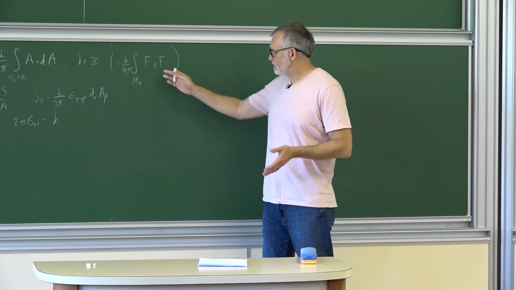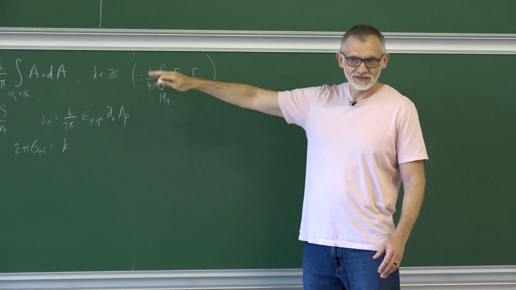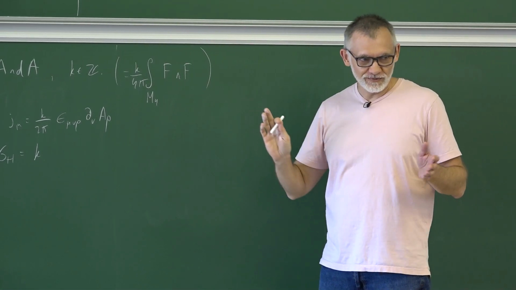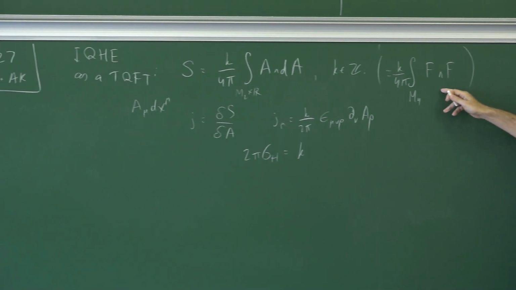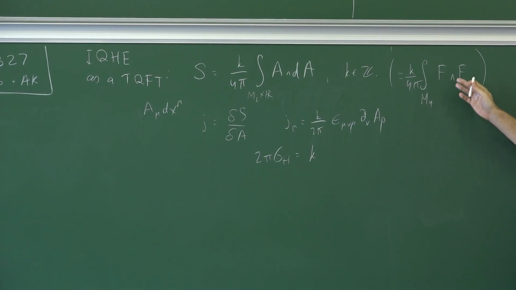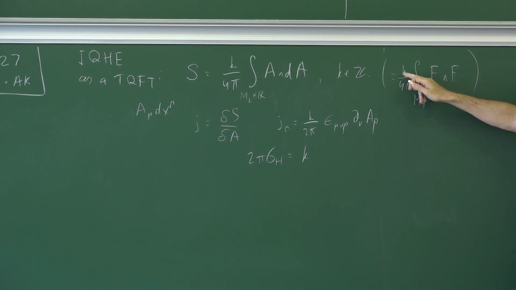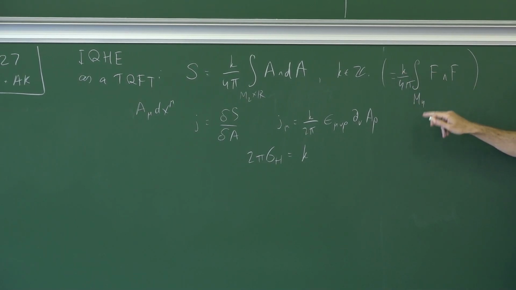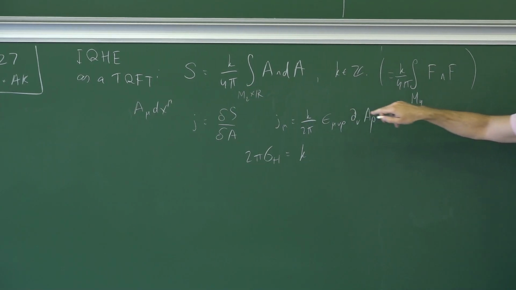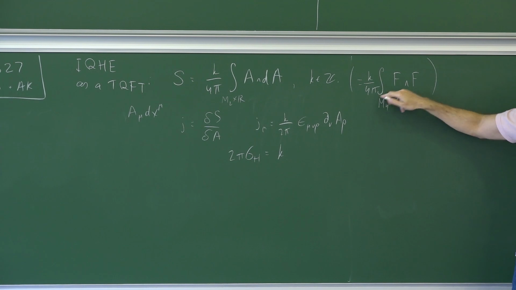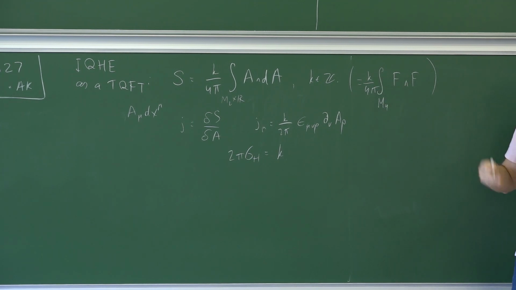By the way, it doesn't work for all groups. If you go to some other group, you'll have to do something more sophisticated. But for U(1) it works, and you can ask, does it depend on the way you extend it? And it turns out that it's precisely independent if M3 is given a spin structure, and the spin structure is extended to the 4-manifold, then K can be an integer.